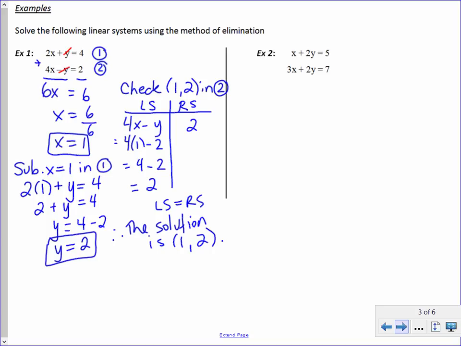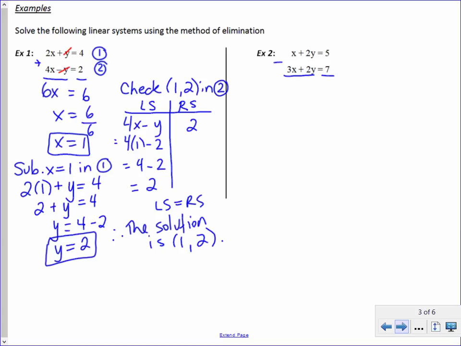So let's try example 2. Now, take a quick look at the two equations. Do you see a variable part that I can eliminate right away without doing any adjustment? Yep. The y's this time, there's 2y and 2y. This time they're the same sign. So what operation do I need to do to the equations to get rid of 2y and 2y? I need to subtract.